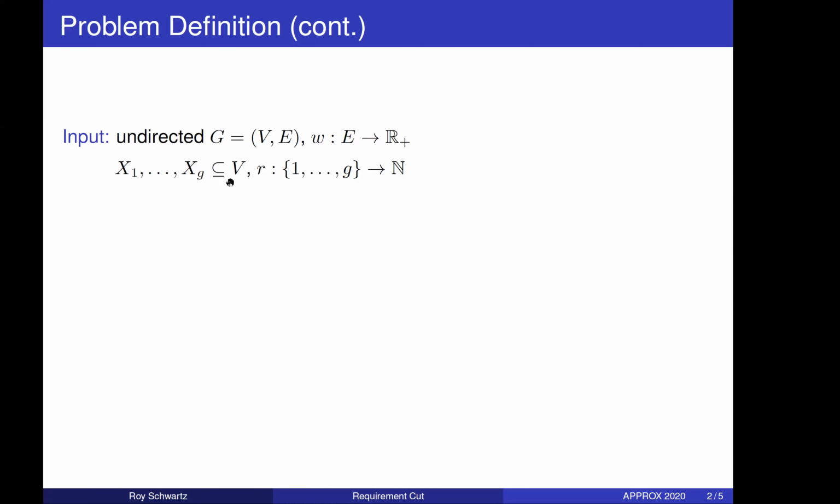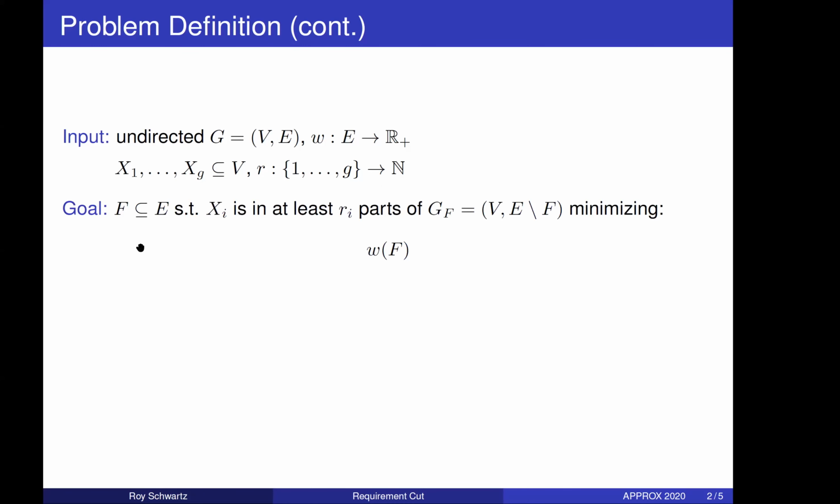And each group is equipped with its requirement, which is a non-negative integer. The goal is to find a subset of edges, let's call it F, such that once F is removed from the graph, each X_i is split into at least R_i connected components in G minus F. And the goal is to minimize the total weight, or the total cost, of edges removed from the graph.